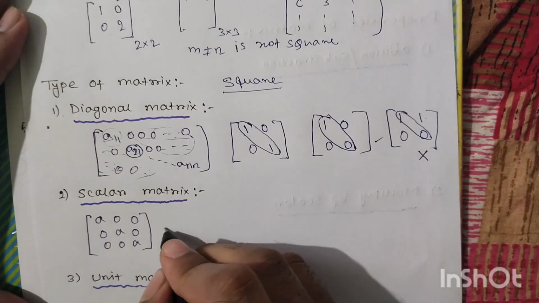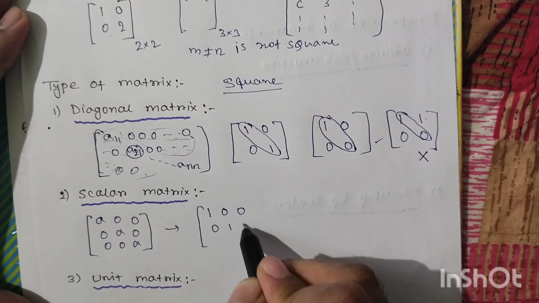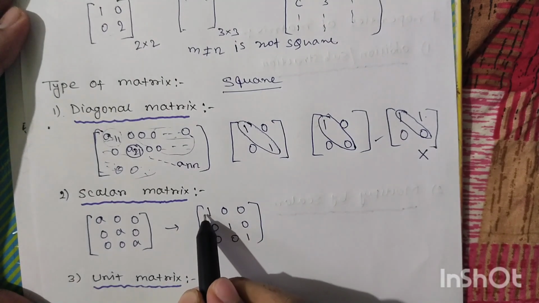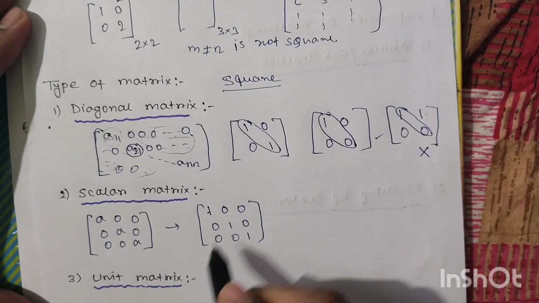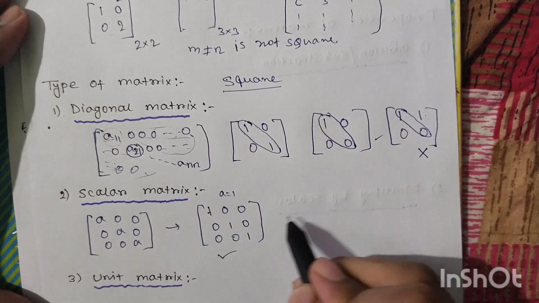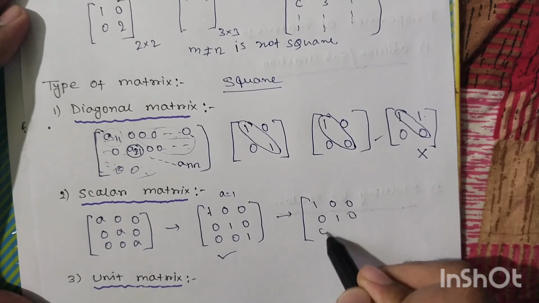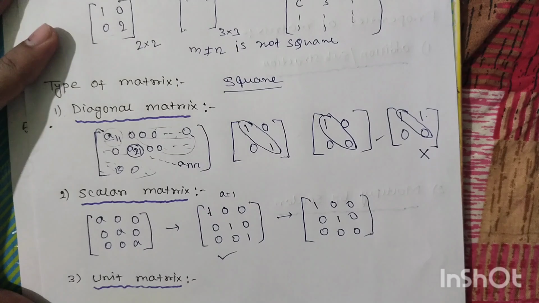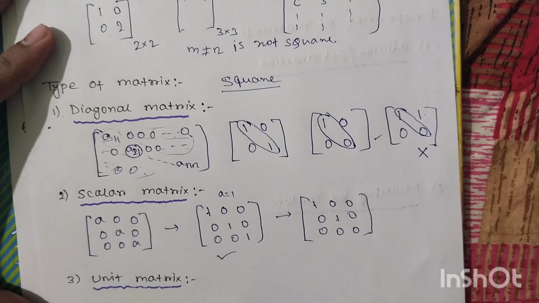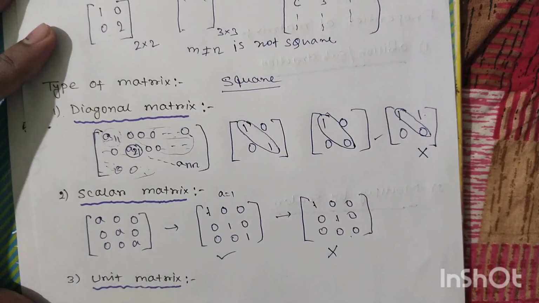Okay, now let's take some examples of scalar matrices. Is this a scalar matrix? Yes, because there is a fixed element here, a equal to 1, so this is a scalar matrix. Observe, is this a scalar matrix? No, because here a equal to 1, a equal to 1, but here a equal to 0, so this is not a scalar matrix. Yes, it is a diagonal matrix, but it's not a scalar matrix.